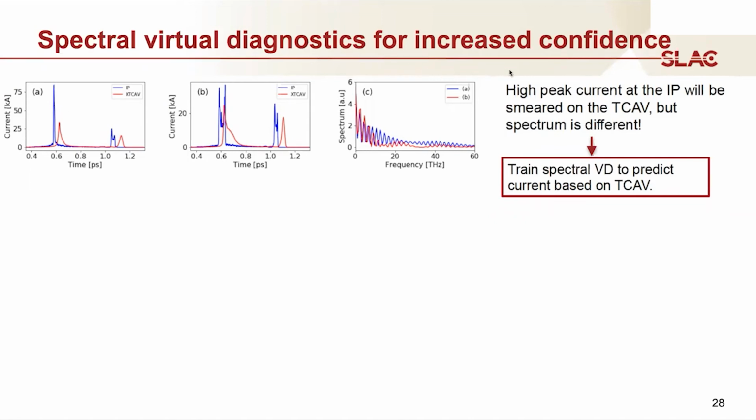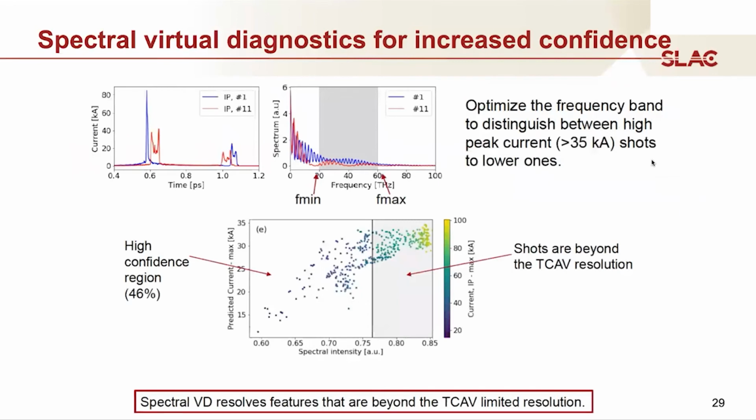And that's good because the TCAV is actually less sensitive in its measurement to bunches that become short. So the solution here is to train a spectral virtual diagnostic in tandem with the scalar virtual diagnostic to predict the current based on TCAV measurements. And again, this is work that's been done by Adi, and these two plots show that when you look at the spectral data, you can actually set a limit and a threshold based on the spectral information that will tell you which side of that good or bad measurement I was discussing earlier.